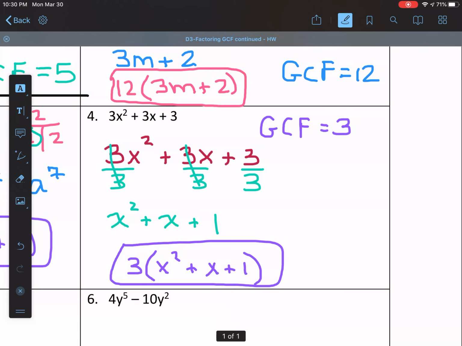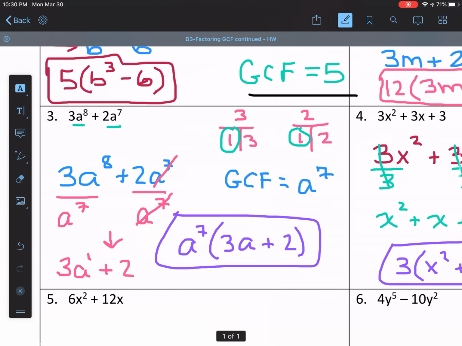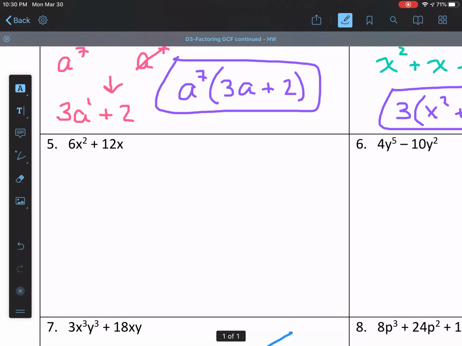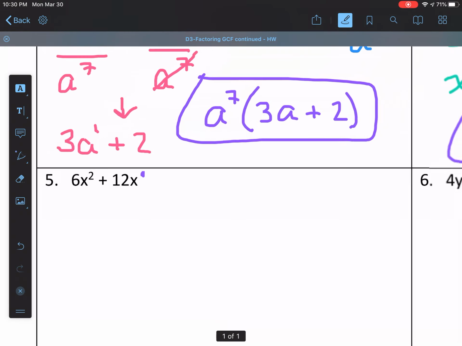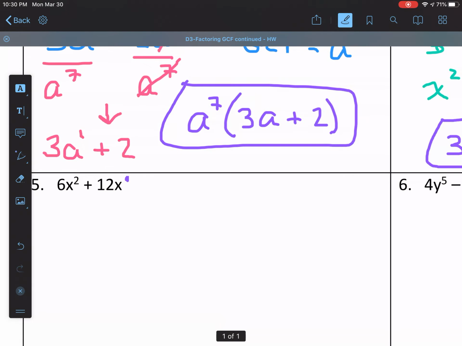Okay? All right, very good. And number 5. So actually the first thing I'm going to do on number 5 is draw in my invisible 1 as my exponent. Now this problem, your GCF is going to have a number and a variable involved. So let's list our factors of 6. So 1 and 6, and 2 and 3. And then our factors of 12 are 1 and 12, 2 and 6, 3 and 4.